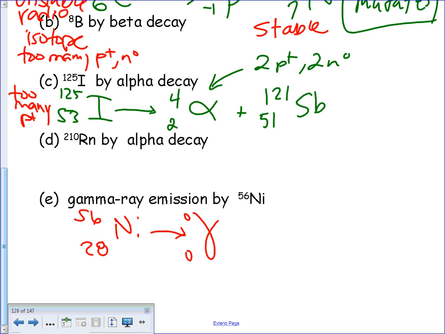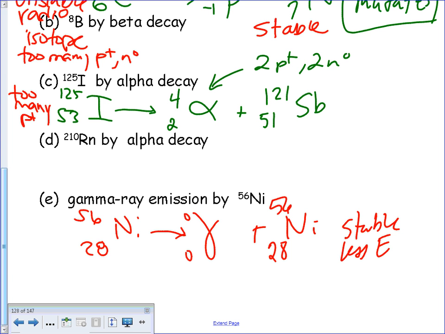Okay, it decays via gamma radiation, 0 and 0, because it has nothing in terms of mass or proton number. So it stays a less energetic form of nickel 56. It actually doesn't change its nucleus whatsoever. It doesn't change its mass whatsoever. It's just a more stable, less energy form of it. It's just less energetic. But every form of radiation actually does give off that kind of gamma radiation.